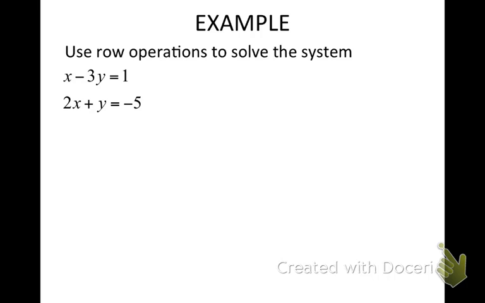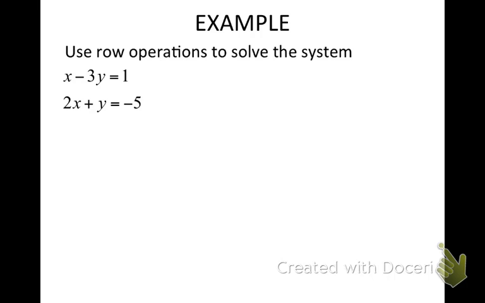Now this looks familiar to us. x minus 3y equals 1. 2x plus y equals negative 5. If this was on your quiz today, you would do probably the elimination method and probably eliminate what? The x's, solve for your y's first, then get your x's. You would do substitution, that would work also. But we're going to learn a new method using matrices and row operations.